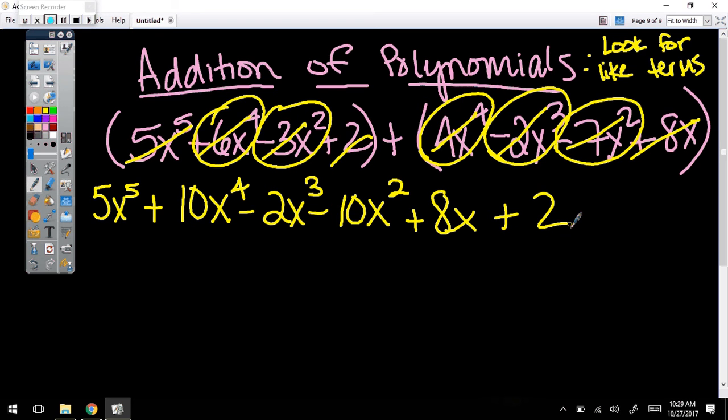Wait, I have another question. What if it was like 5x and 10 is 4, and there's an equal sign, and after the equal sign is 2x? We're not getting into solving right now, but we will. If they have the same power, you just combine them. It doesn't matter about the coefficient; you can combine any coefficients. You just have to make sure the variable and the exponent are the same.